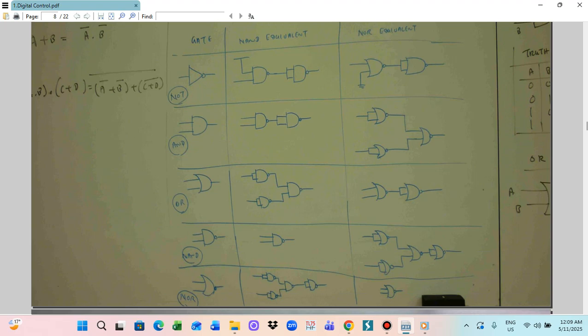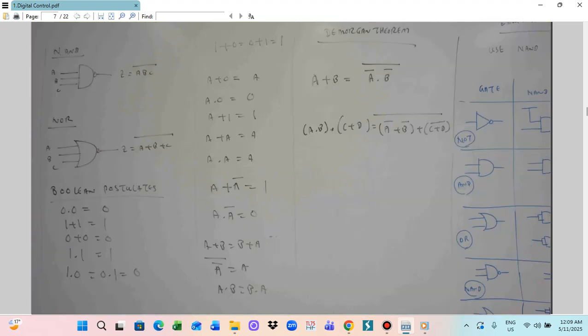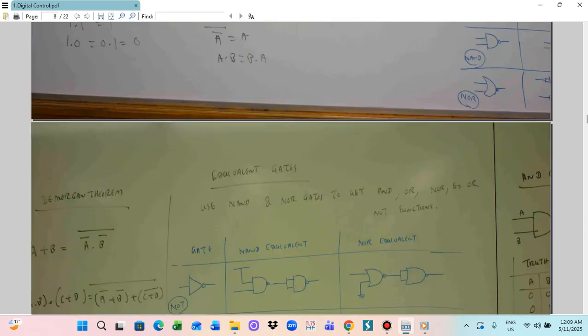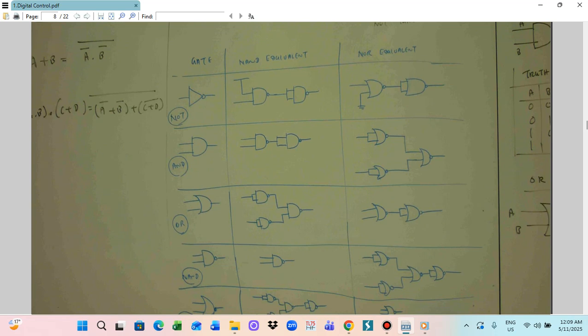De Morgan's theorem means that addition can be changed to multiplication. So that is why we use those functions. Sometimes we can't get the exact gate. For example, we want a NOR gate, but we only have a NAND gate. So this is the equivalent diagram.